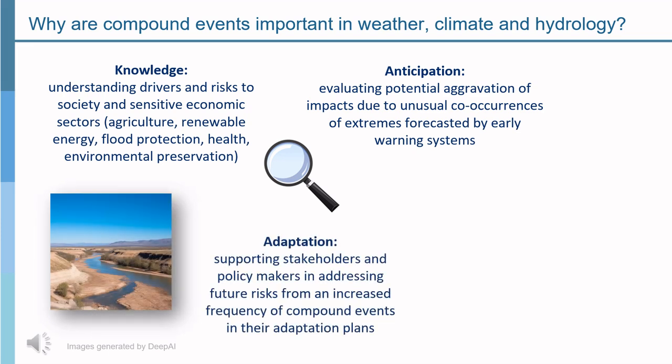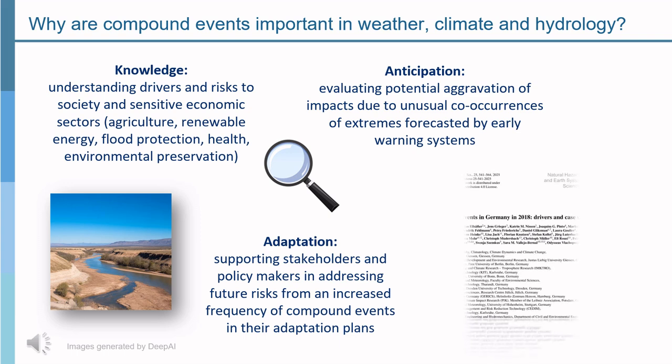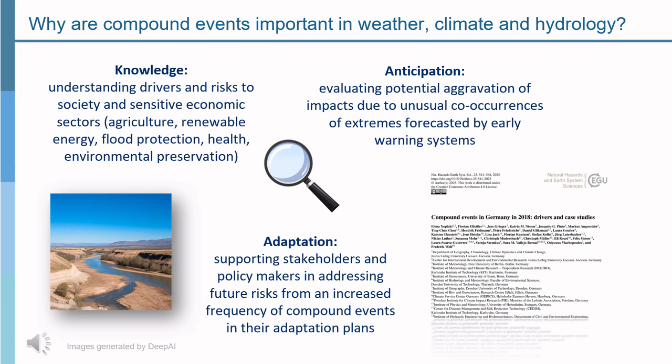Compound event analyses can also support stakeholders and policymakers in addressing future risks from an increased frequency of these events and their impacts that can have a cascading effect on strategic adaptation and planning. For instance, studies have indicated that regionally extreme hot and dry conditions, such as the summer of 2018 in Europe, are expected to become more frequent in the future.